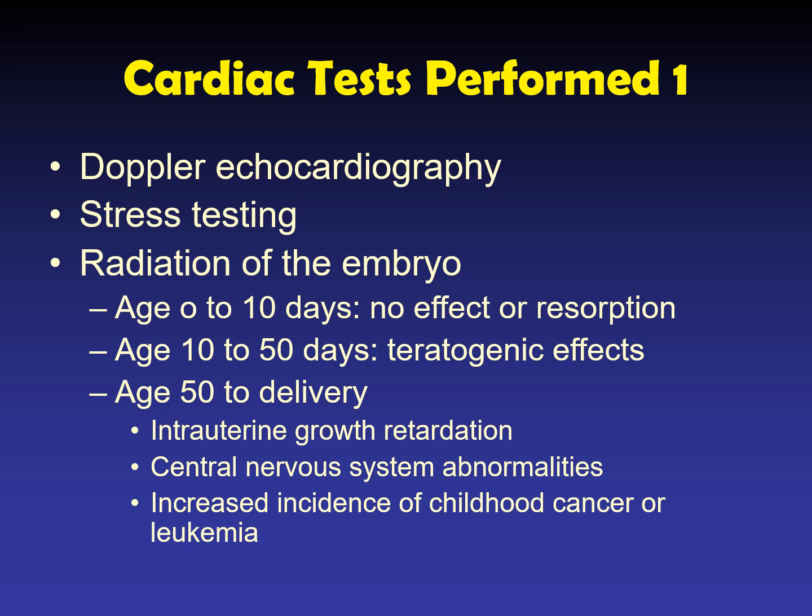So these are the cardiac tests performed. We have your Doppler echocardiography, stress testing, and radiation of the embryo. If age 0 to 10, there's no effect. Age 10 to 50, there may be teratogenic effects. Age 50 to delivery, you have your IUGR, CNS abnormalities, and increased incidence of childhood cancer or leukemia.